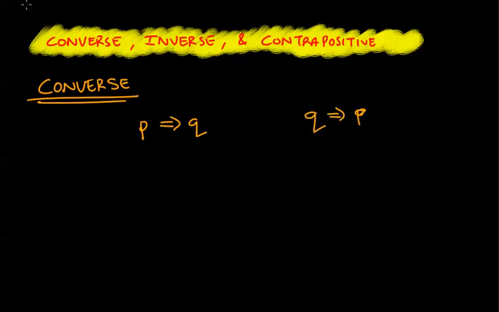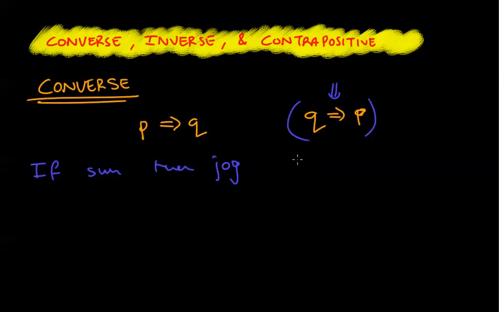So this is the converse here. P implies Q. The converse of that statement is Q implies P. So what does that mean? So for example, let's say if it's sunny, then I will go swimming or something like, I'll go for a jog. The converse would be if I go for a jog, then it's sunny.